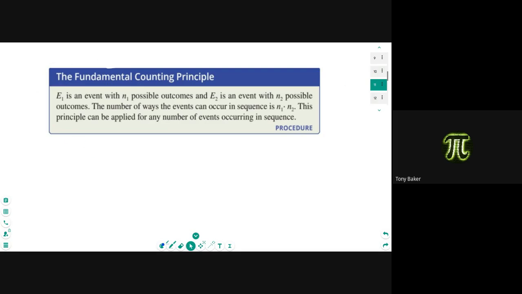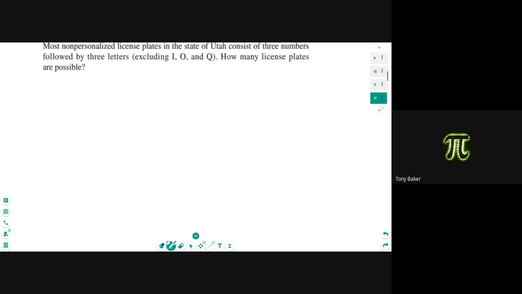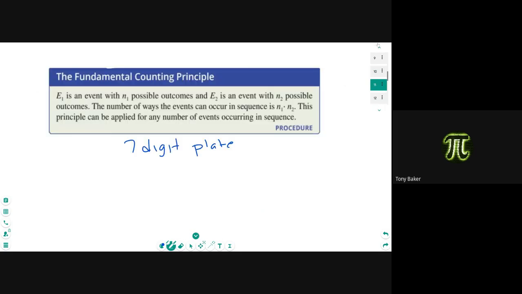Phone numbers. Actually, you know what? Let's do license plates. So how many digits are in Connecticut's license plates now? We're not going to assume the customized plates, just the standard plates. 7. It is 7. So we have a 7-digit plate. The first 2 digits are letters. And then we have 5 digits that are numbers.